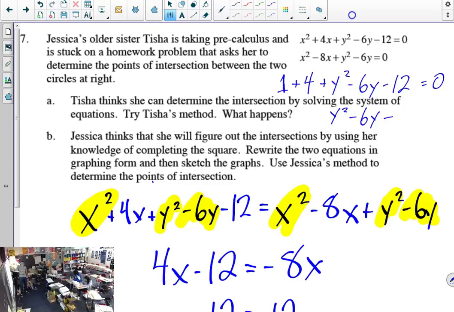You can do minus 7. Minus 7 equals 0. We can solve that. Oh my. 7 was positive 7. No, that's negative 7 and positive 7.